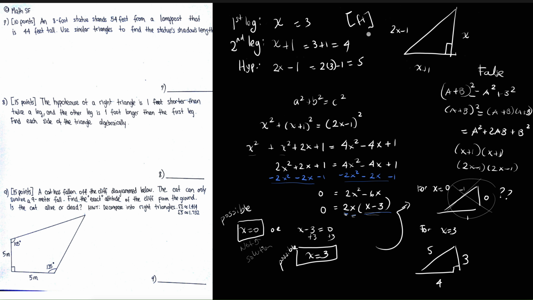So if you were to write your answer overall, they're asking you to find each side algebraically. You probably will have to write here: first leg is going to be 3, the second leg is going to be 4 feet, and then the hypotenuse is going to be 5 feet. Okay, so that will be your dimensions for this particular problem. So we have to involve a little bit of algebra here, quadratic equations, so make sure you review that. Let's move on to the next problem.